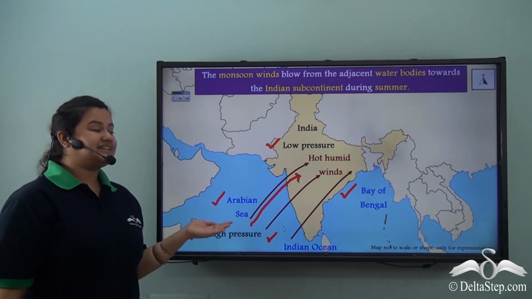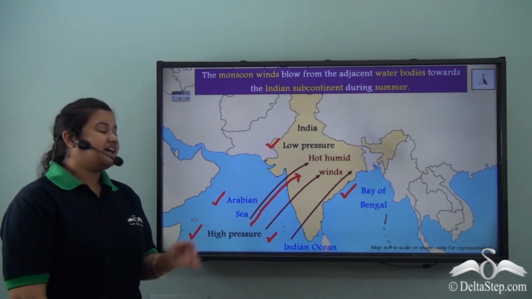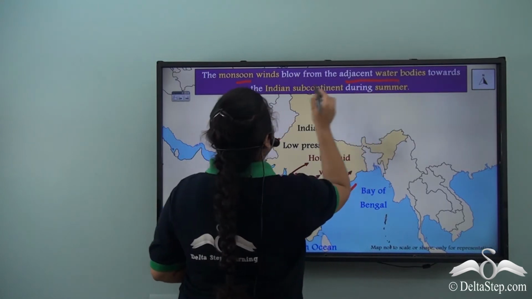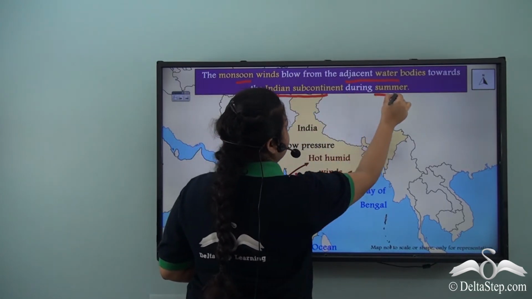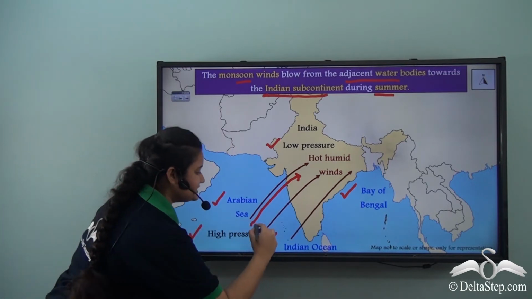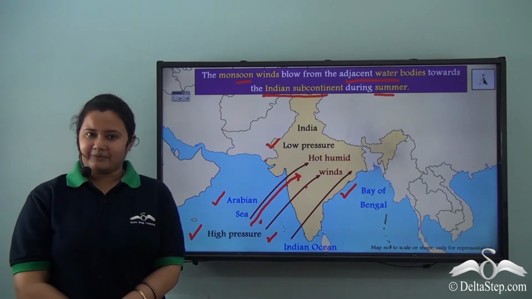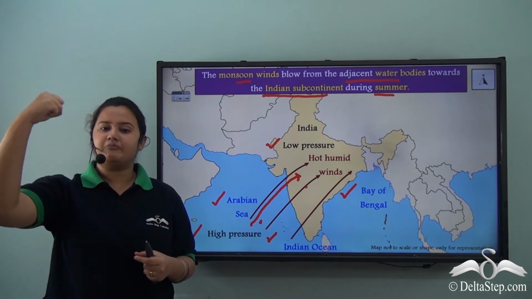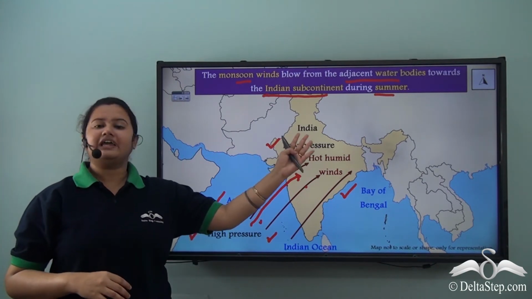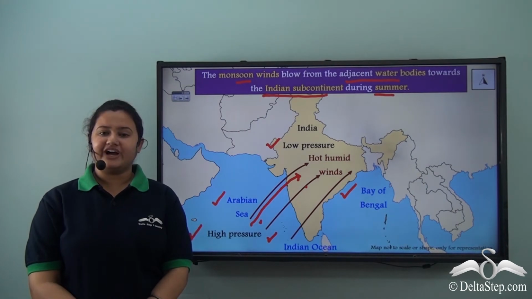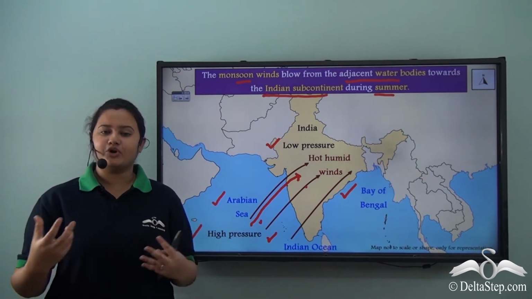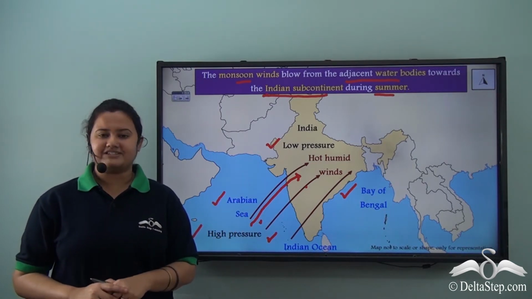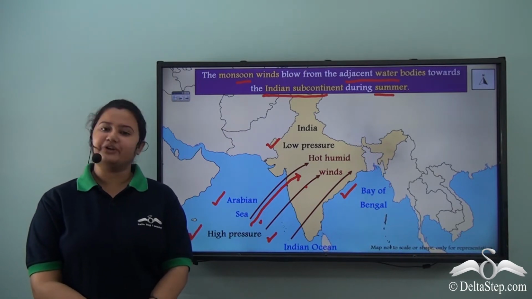Therefore, we can see this kind of movement during summer, that is, the monsoon winds travel from adjoining water bodies to the Indian subcontinent during summer, or the winds travel from sea to land. And since these winds originate from the water bodies, they pick up moisture and cause rainfall in India. And therefore, during summer, we find that hot, humid winds carrying moisture travel from sea to land and cause rainfall over the land masses. Now, let's see what happens during winter.